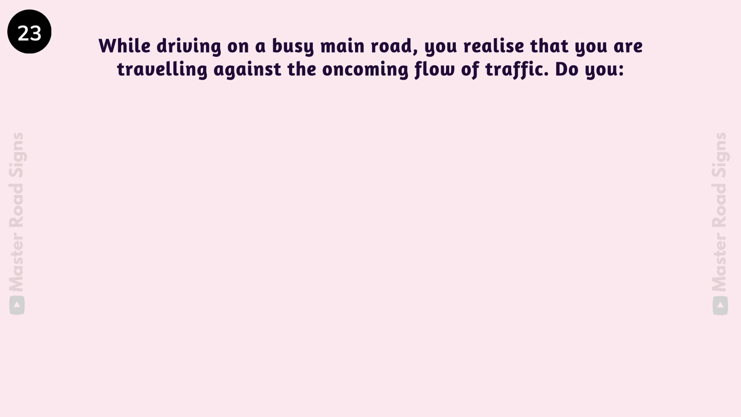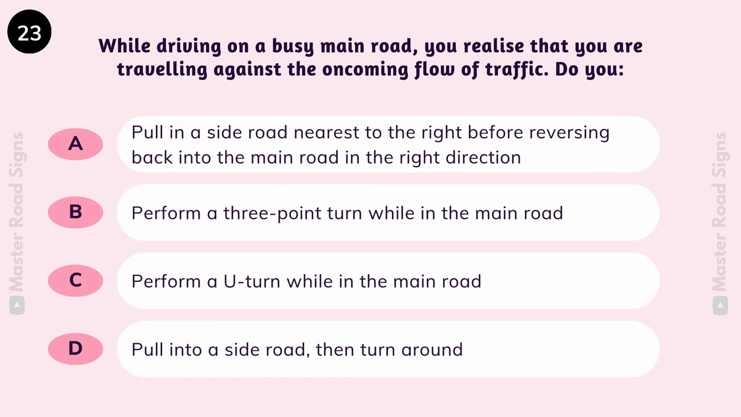Question 23. While driving on a busy main road, you realize that you are traveling against the oncoming flow of traffic. Do you A. Pull in a side road nearest to the right before reversing back into the main road in the right direction? B. Perform a three-point turn while in the main road. C. Perform a U-turn while in the main road. D. Pull into a side road, then turn around. The answer is D. Pull into a side road, then turn around.